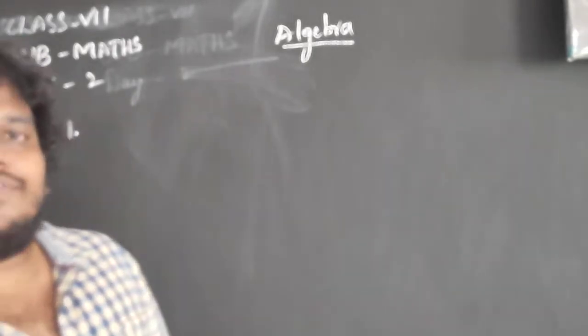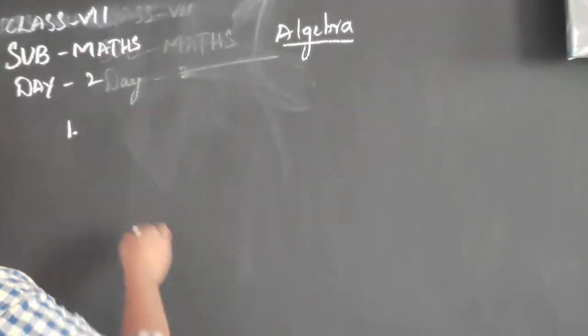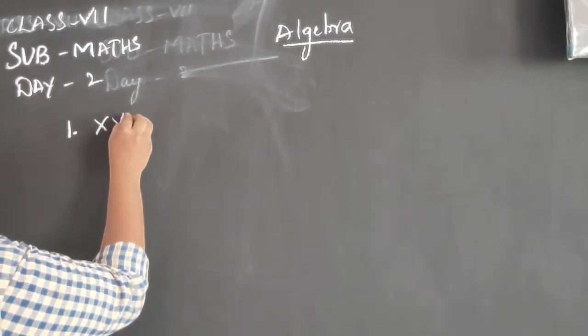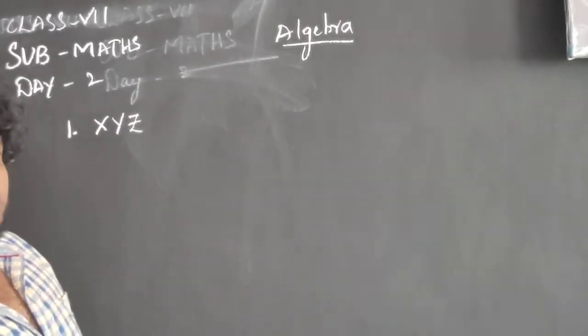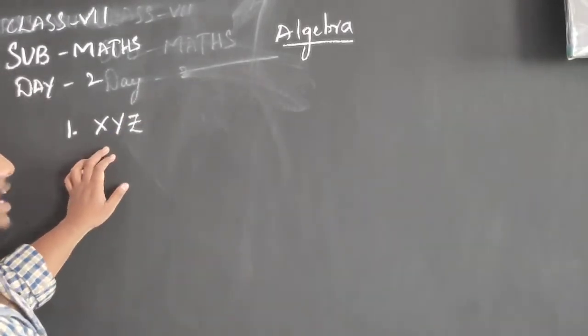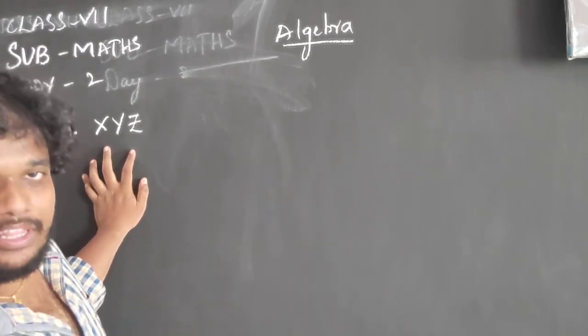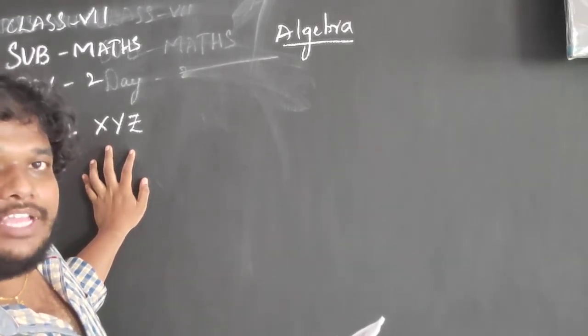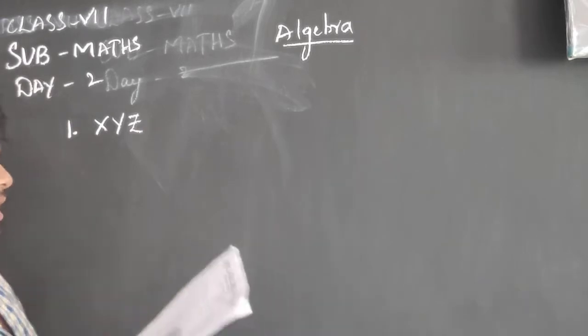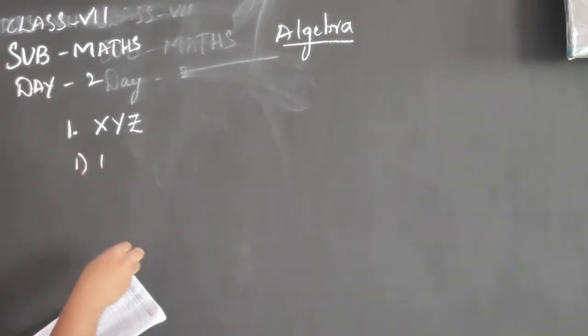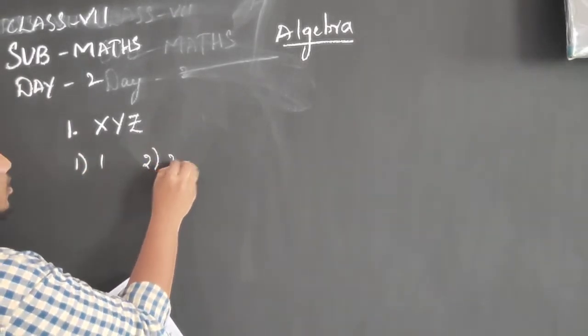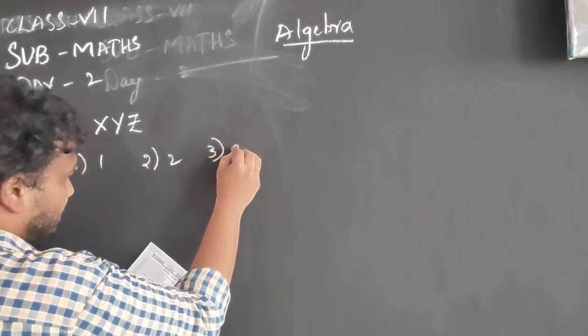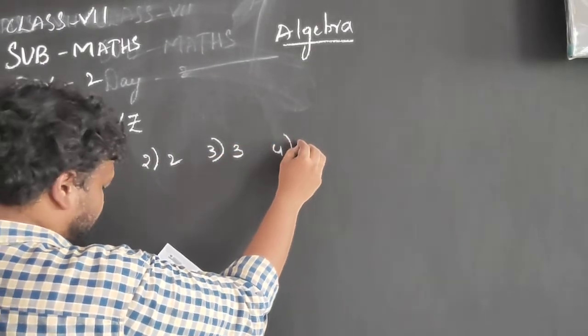What is the degree of the expression xyz? They have given the expression xyz and are asking us to find its degree. Option 1 is 1, option 2 is 2, option 3 is 3, and option 4 is 4.